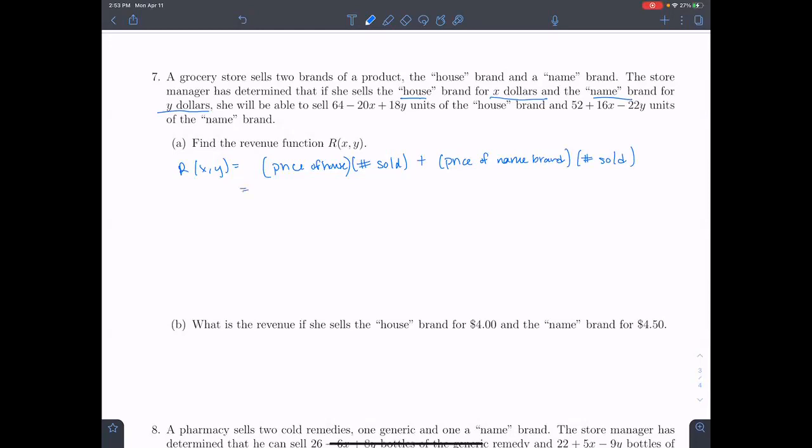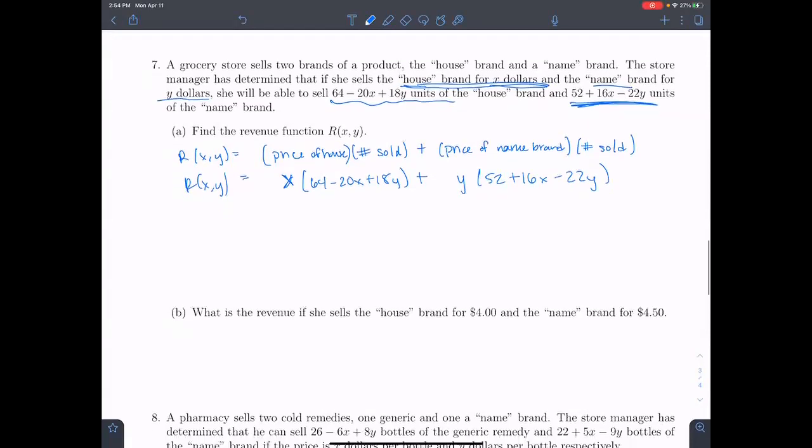So the house brand is X dollars. So she sells the house brand for X dollars. So that's the price of the house brand. Then she'll be able to sell this many units: 64 minus 20X plus 18Y. And then the price of the name brand is Y dollars. And she can sell 52 plus 16X minus 22Y units of the name brand. So this is your revenue function, R of X, Y.